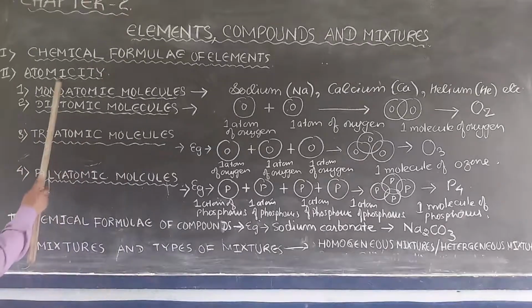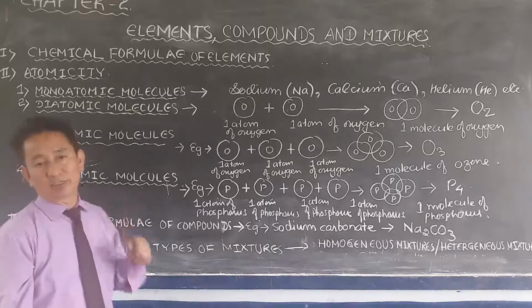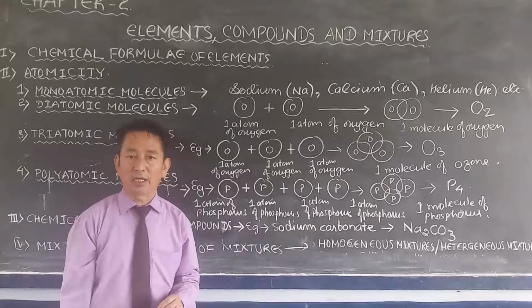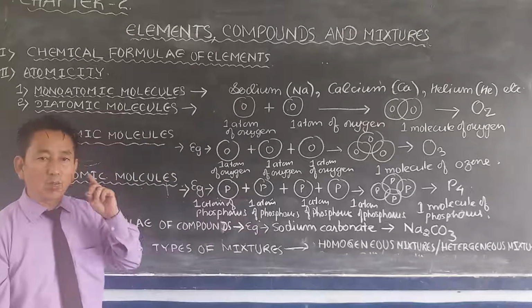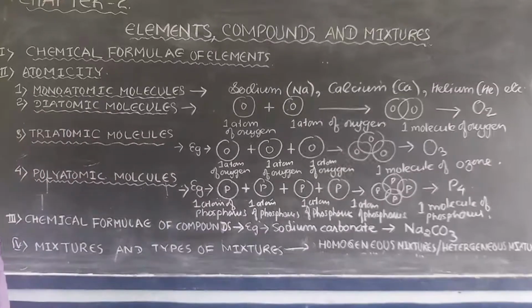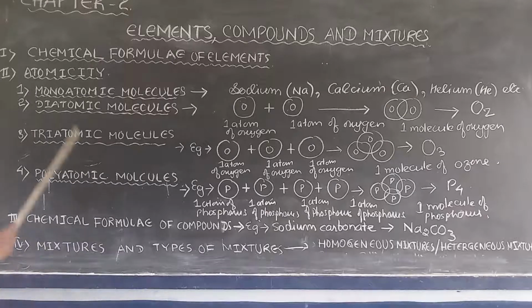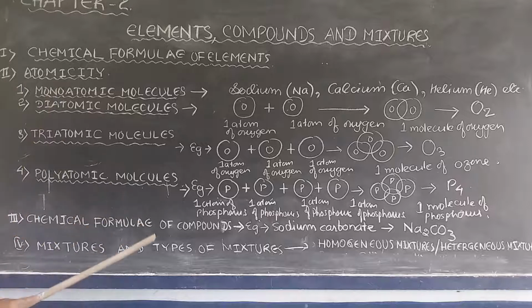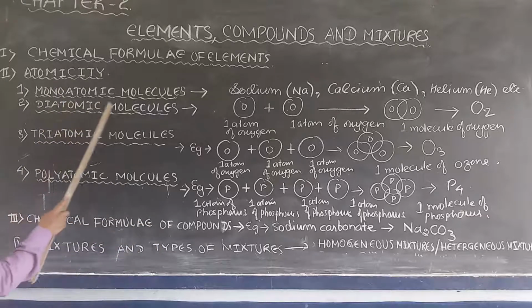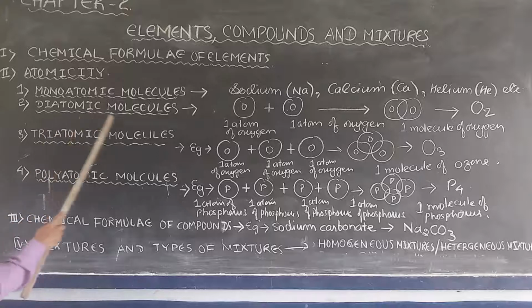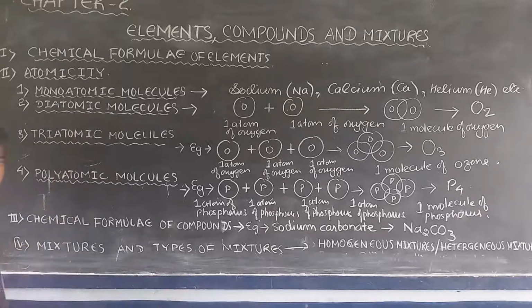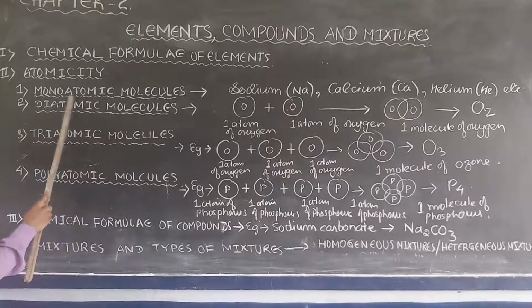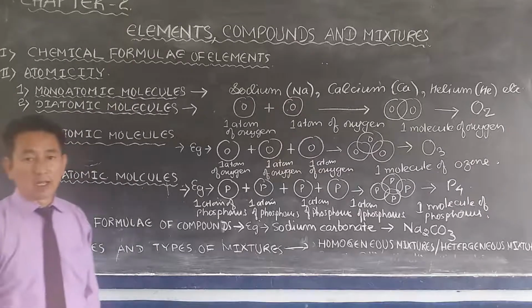Now next, atomicity. What is atomicity? Atomicity is the number of atoms present in one molecule of an element. On the basis of this atomicity, elements can be classified as monoatomic molecules, diatomic molecules, triatomic molecules and polyatomic molecules.